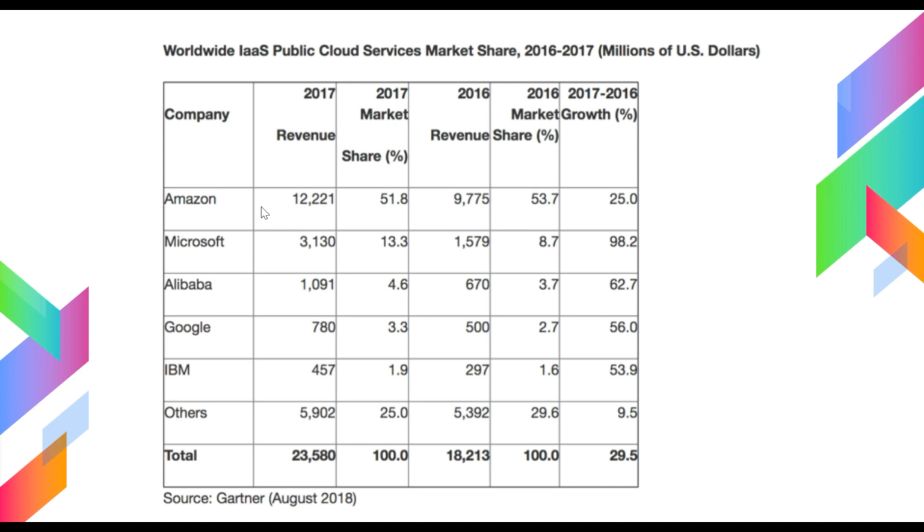If I have to put them in numbers, especially Amazon, you see their revenue in 2017 is $12,221 million. Whereas Microsoft is just $3,130 million, Alibaba is about $1,091 million, and Google is about $780 million. If you see the market share, Amazon is holding 51% of the market, while Microsoft, Alibaba, Google and all others put together still do not match Amazon's share levels. This information was collected in August 2018 by Gartner. It is not something that I'm putting together myself.